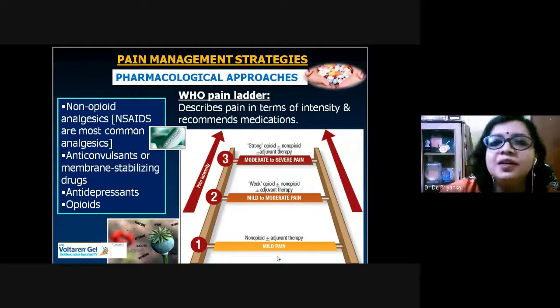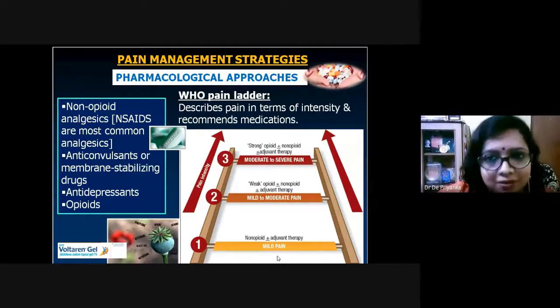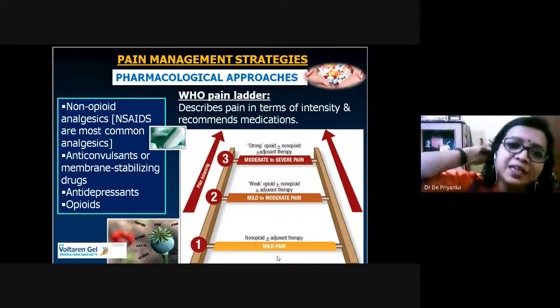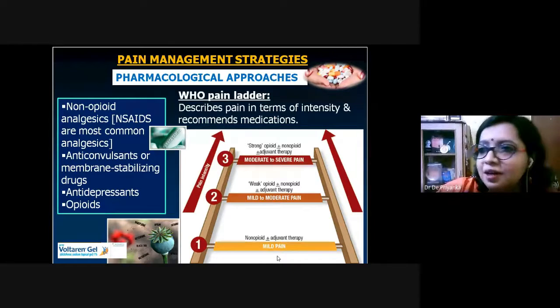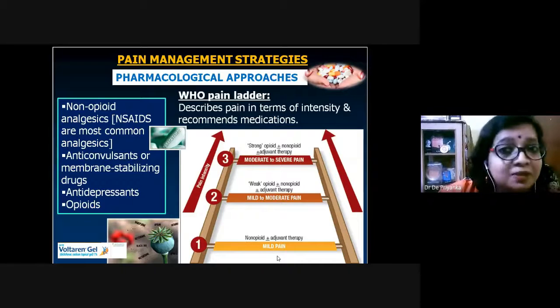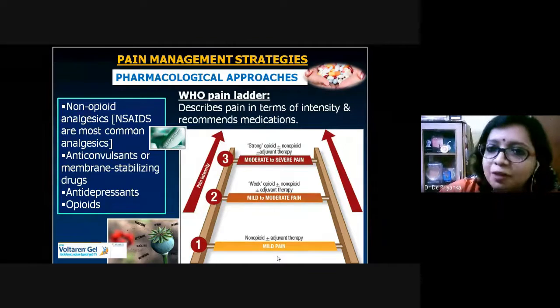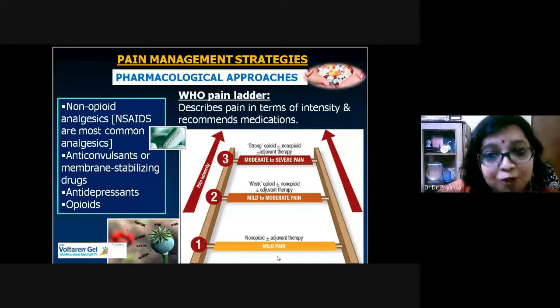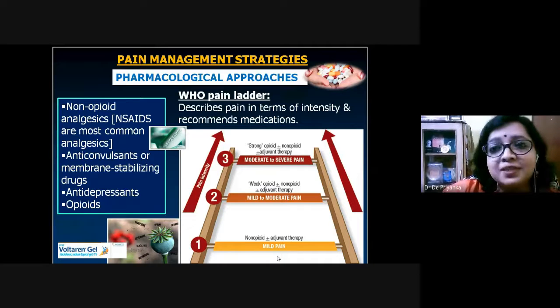The first thing we should not forget is medicine. Because nowadays, if I tell you to forget about the pain without medicine, you will not believe me. You will not believe a doctor. You go to a doctor to get a medicine. If the doctor does not prescribe you a medicine, then obviously you will be frustrated also. So the pharmacological approach is very important, and the WHO pain ladder shows how you will be utilizing your medications.